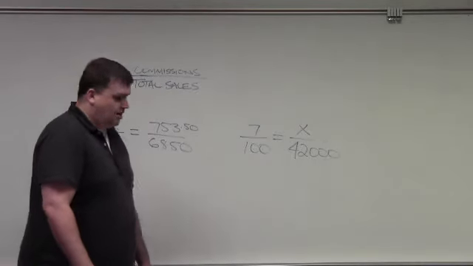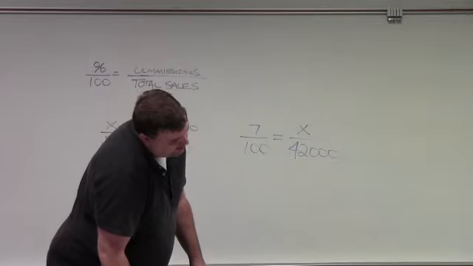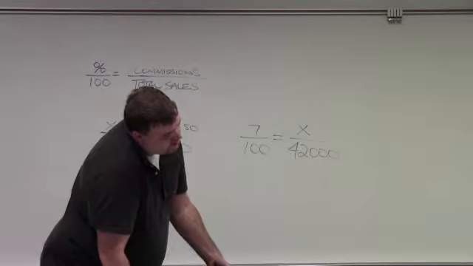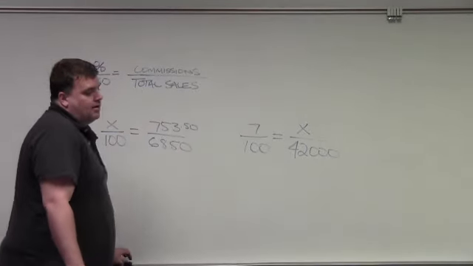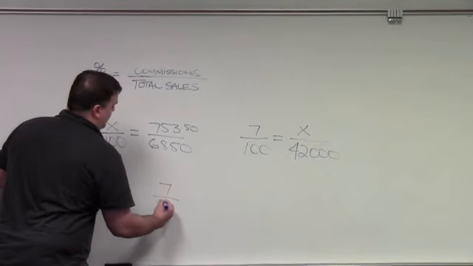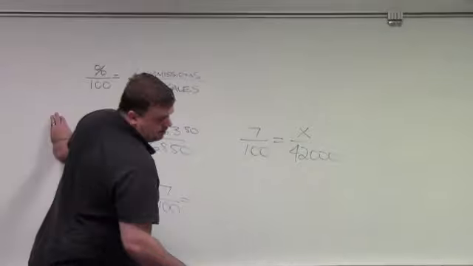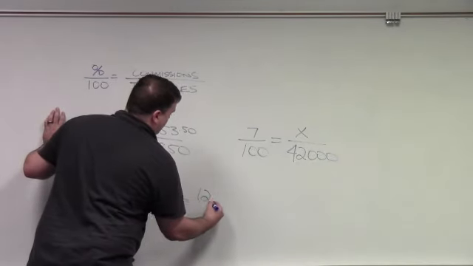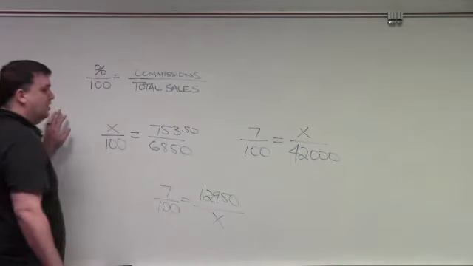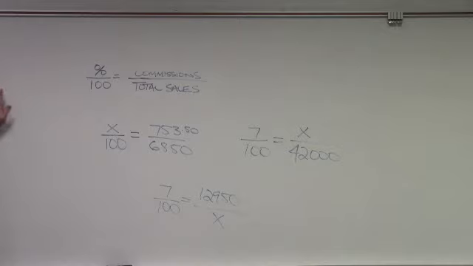Okay, the last one says a real estate agent's commission rate is 7%. She receives a commission of $12,950 from the sale of a home. How much did the home sell for? So what part are we missing there? The total sales, right? We know what the commission was, $12,950. We just don't know what the total sale of the house was. So that's where our unknown goes. So once again, cross multiply 100 times 12,950, whatever that number is, divided by 7, and there's your answer.